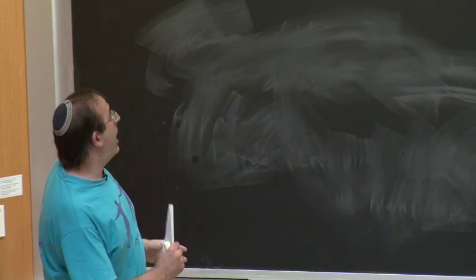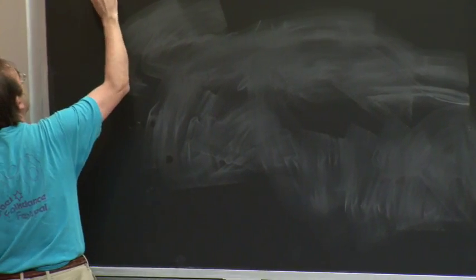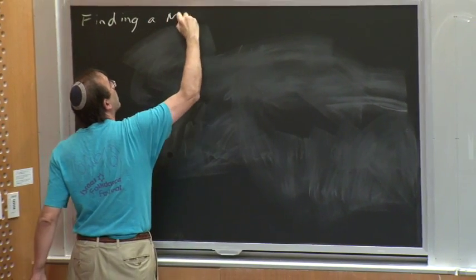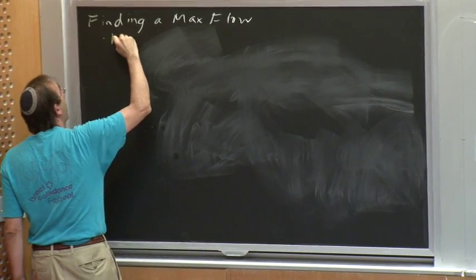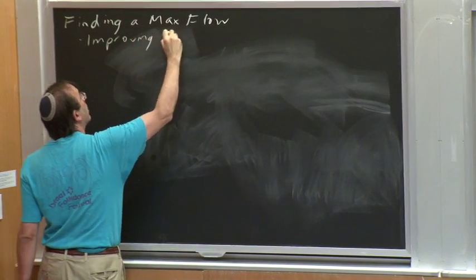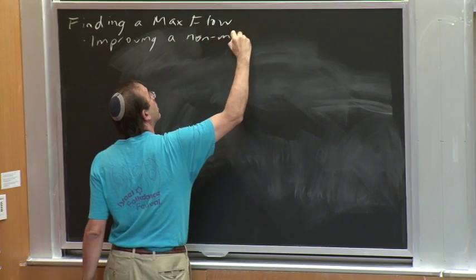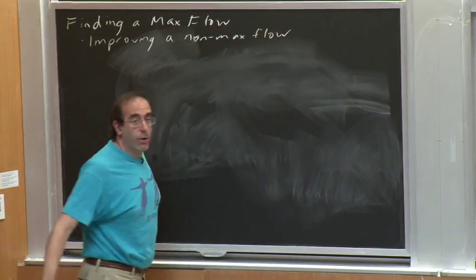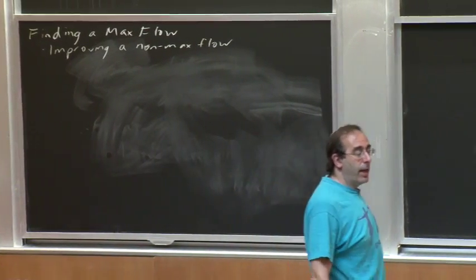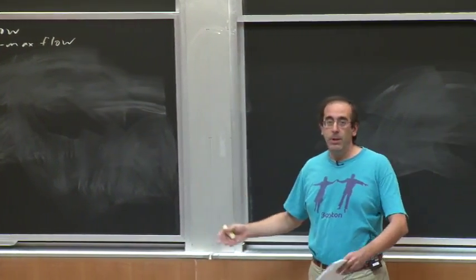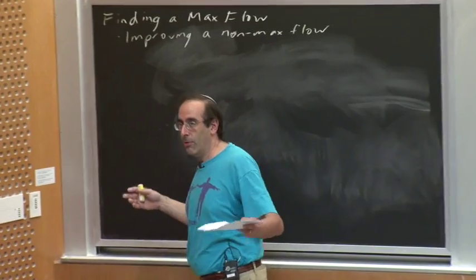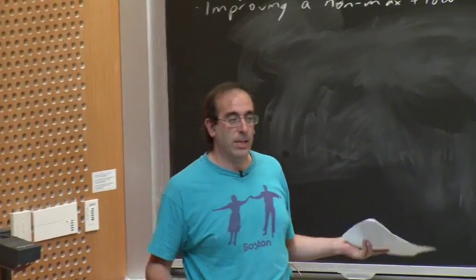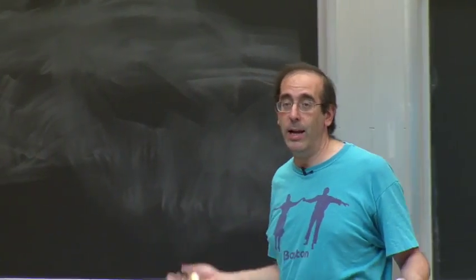And so now we're going to ask about finding a maximum flow. But again, I always like to creep up on things. So let's first ask about improving a non-maximum flow. So we have at our disposal now a way to say that, you claim this flow is maximum, but it's not. How can we turn that into an algorithm for taking a non-maximum flow and making it into a better, perhaps still not maximum flow?